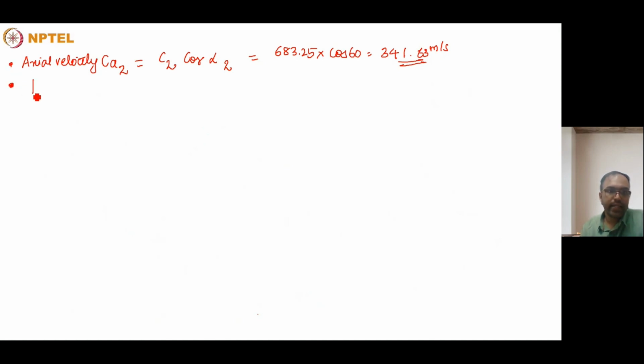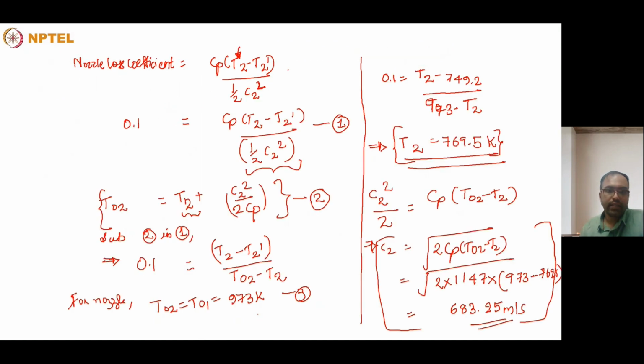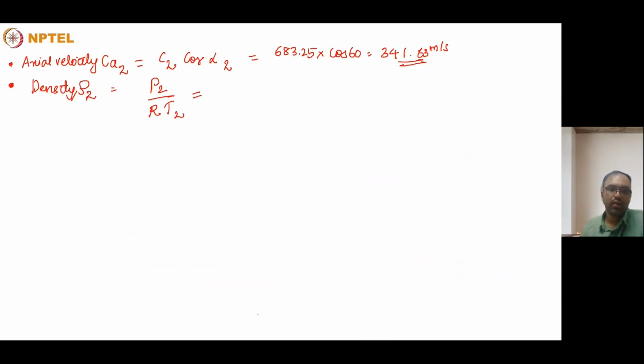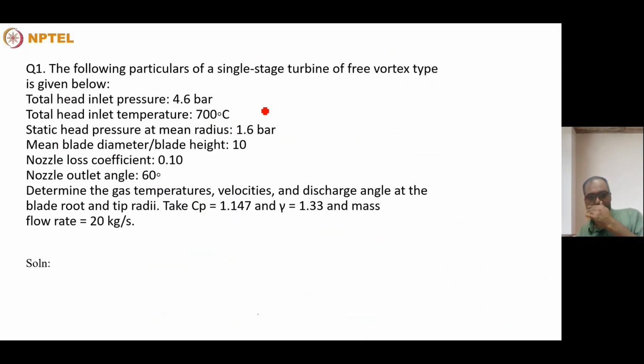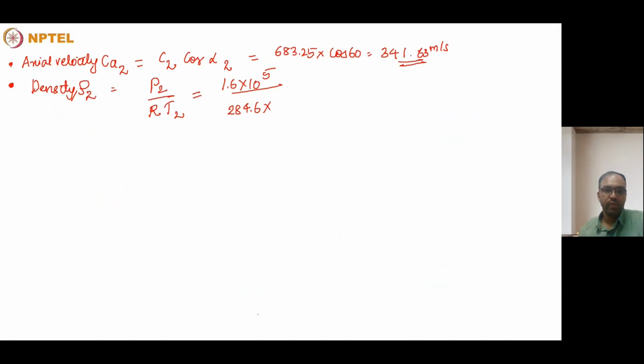Then we can calculate the density ρ2, which is given as P2 divided by R T2. The exit static pressure is given as 1.6 bar, so 1.6 into 10 power 5. R can be written as 284.6. And T2, the static temperature, is equal to 769.5. We'll get the density to be equal to 0.73 kilogram per meter cube.